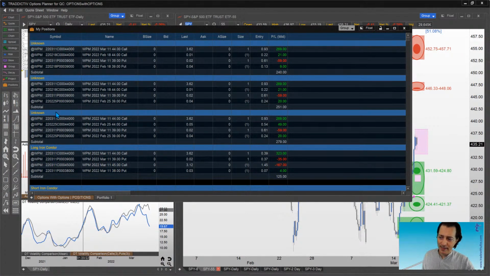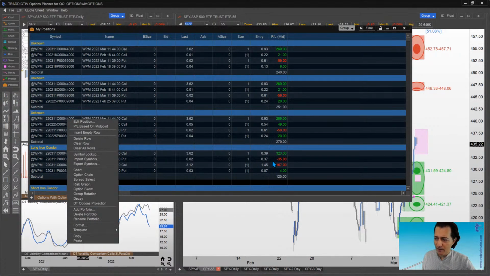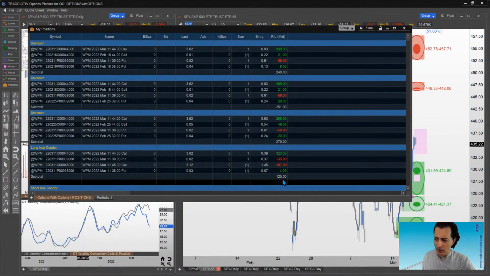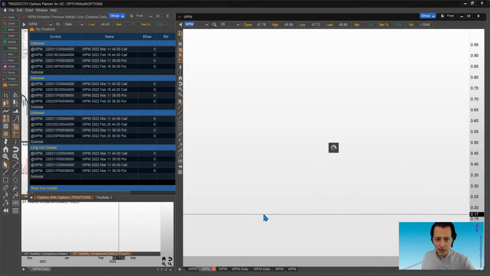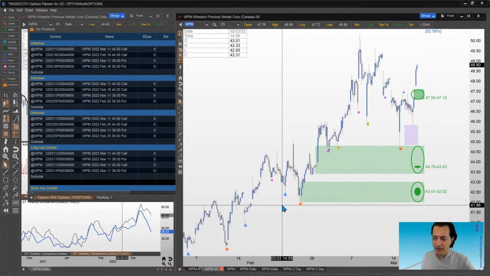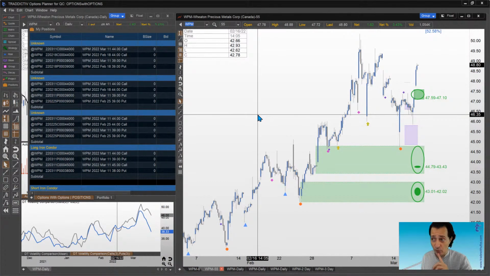Anyway, so WPM, this trade is over. It made $125. Let me reset this to the midpoint. It made $125 per contract at the end overall. That's what the trade made. Remember, WPM was a double calendar. Love to know if you guys were in the trade. I know a bunch of you were.